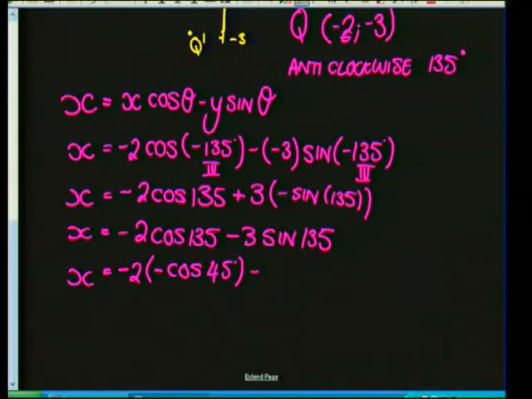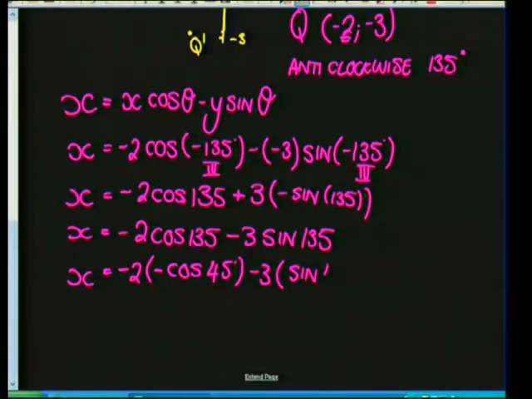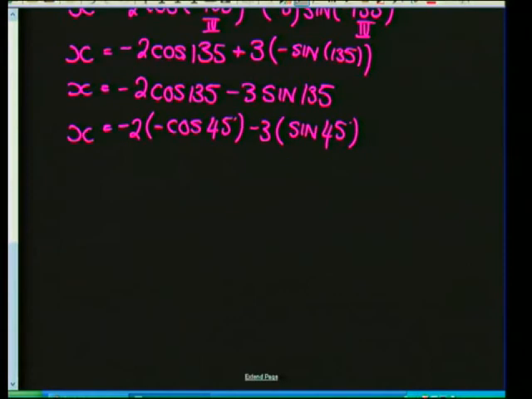Okay, I've got my -3 sine of 135. Remember quadrant 2, sine is positive, so that can reduce to just sine 45. Right, so one more stage of tidying up, and then let's simplify. So the two negatives here are going to make positive. So I've got a positive 2 cos 45, and I have got a -3 sine 45.